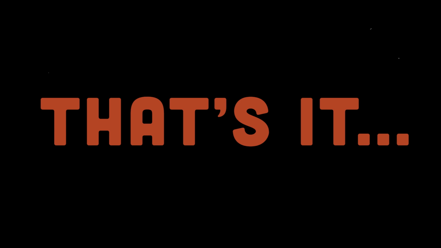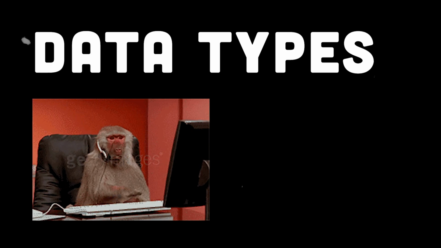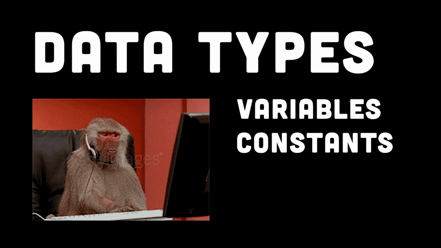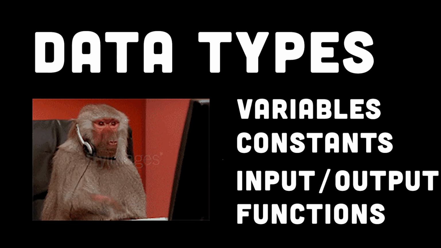And that's it. You've successfully set up your environment, learned the basics of C programming, and written your first C program using Code Blocks. In the next video, we'll dive deeper into data types, variables, constants. We'll also cover input-output functions and operators in C.